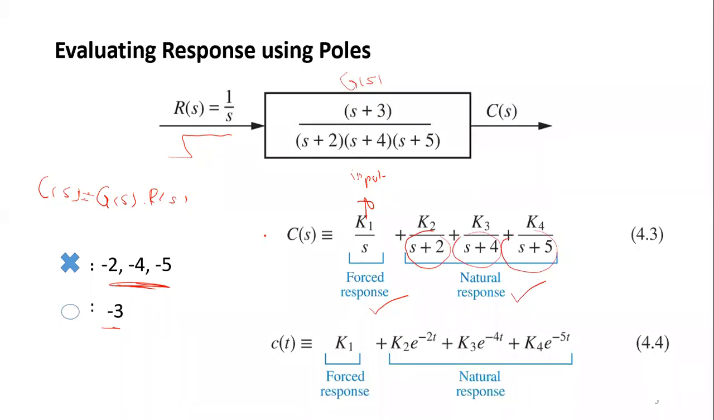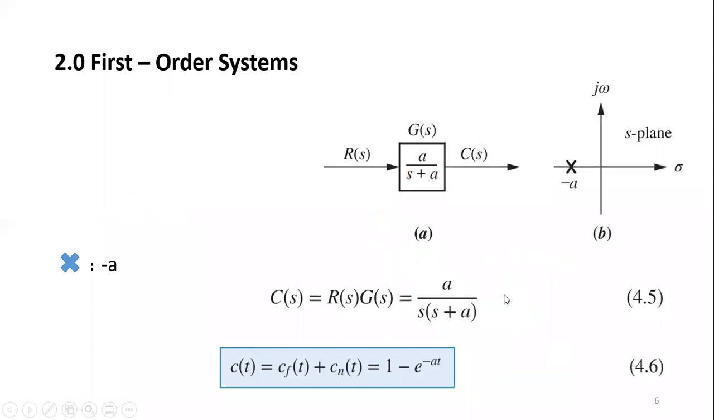Okay, so this is the s domain. When we transform it into the time domain, this is what we will get: the forced response, and the natural response with constants K2, K3, and K4. I will discuss the maths here; we have covered it in part 1. Okay, let's move on.